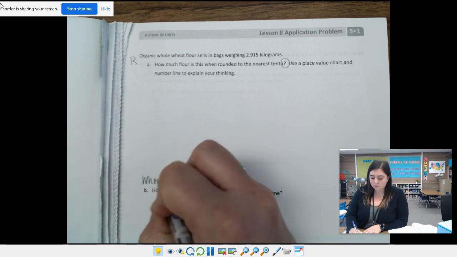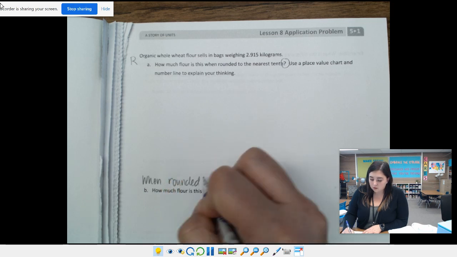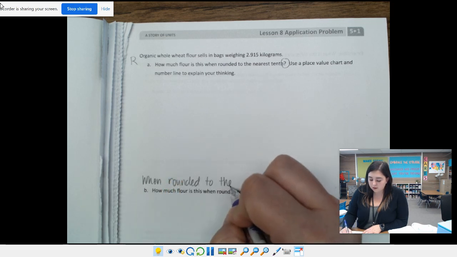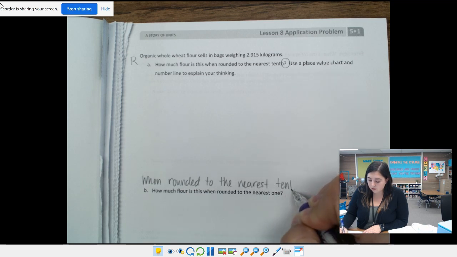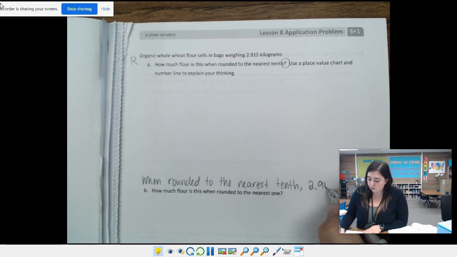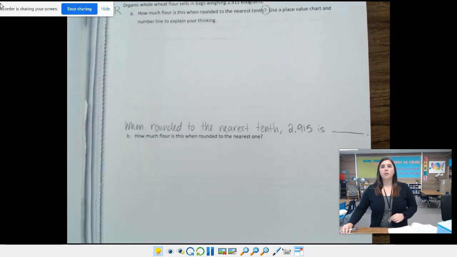When rounded to the nearest tenth, 2.915 is, almost ran out of room. There we go.